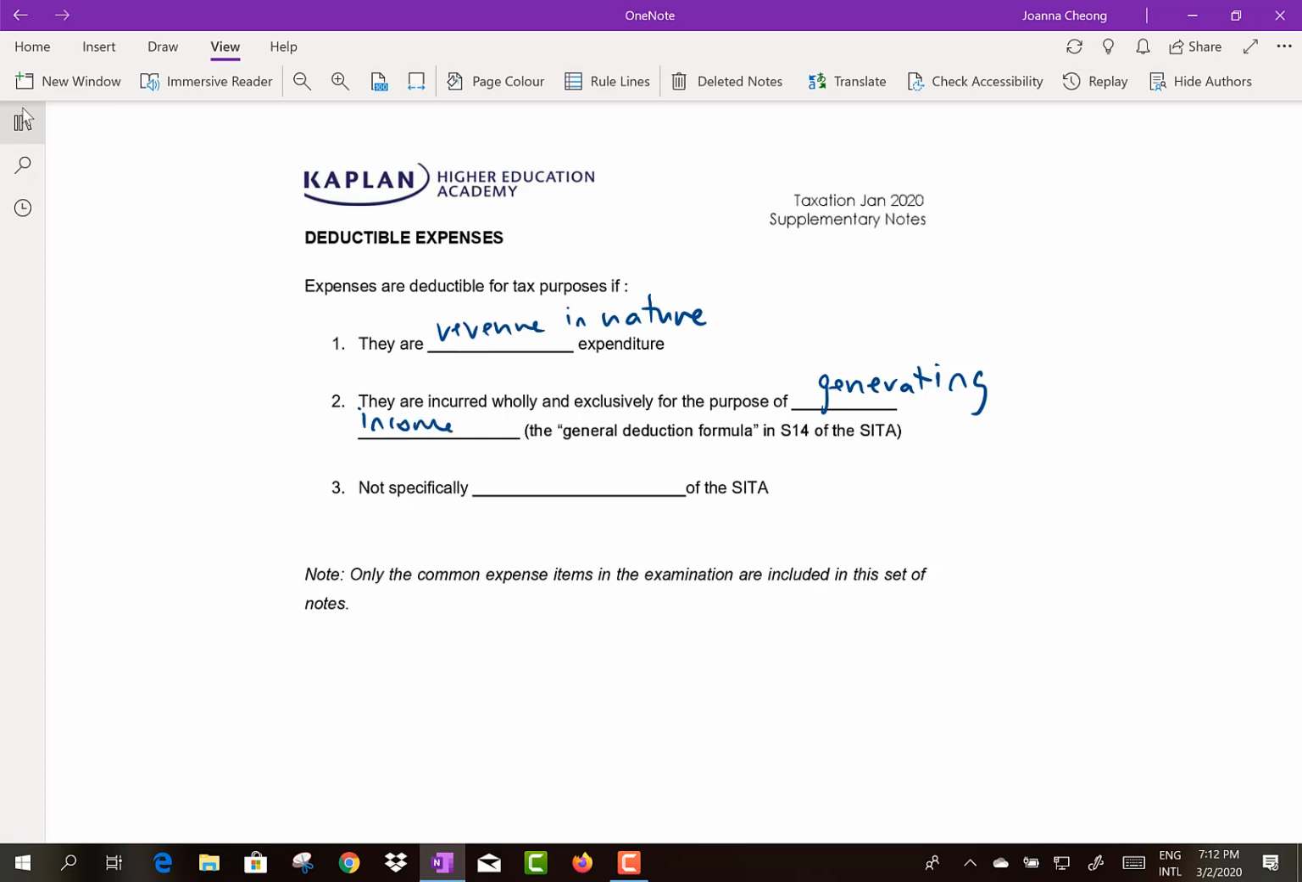And it is not specifically prohibited by Section 15 of the Income Tax Act. Now, Section 15 is the prohibited section. Let me tell you a little example of Section 15. Section 15 is a whole list of expenses that is not allowed for deduction.